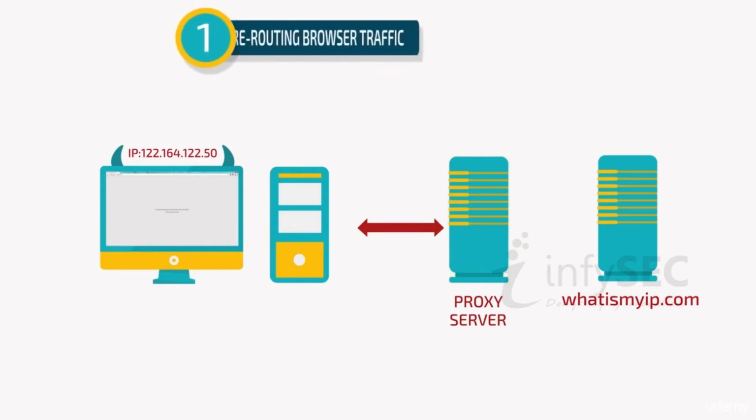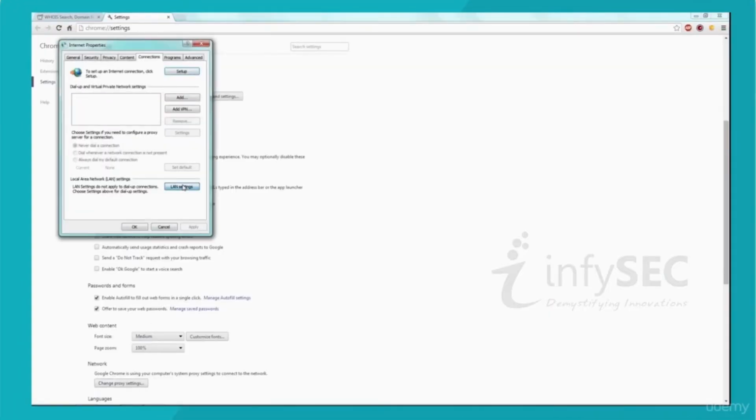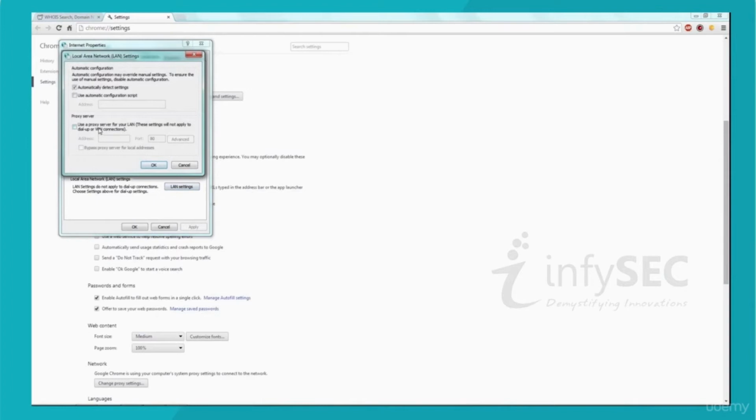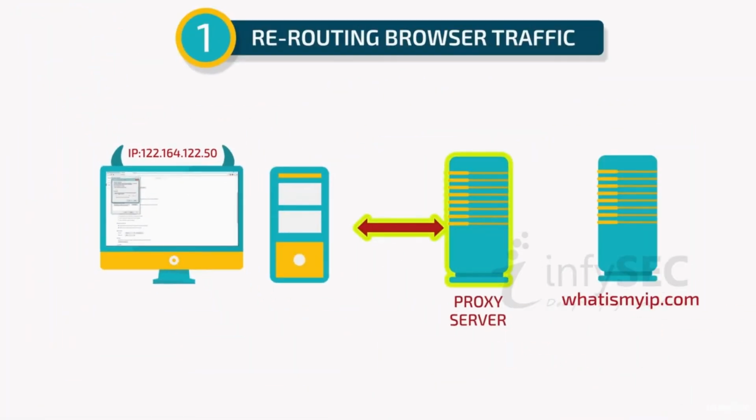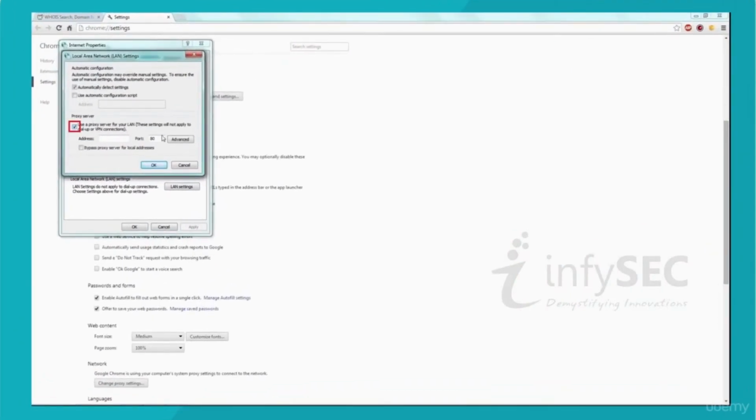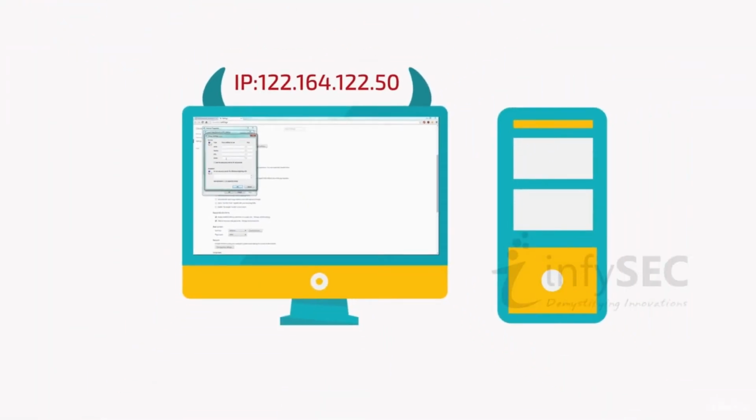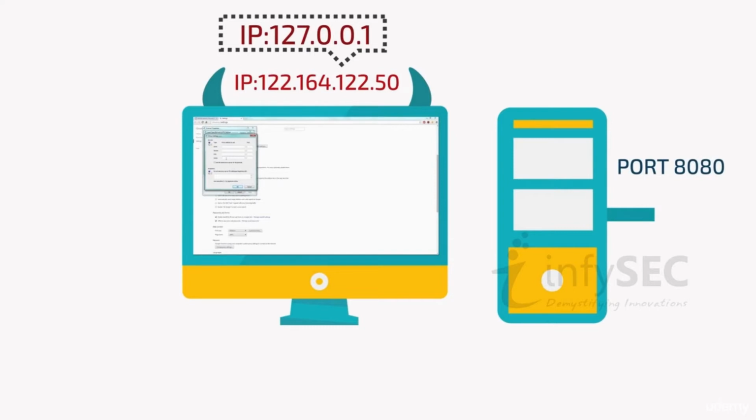Step 1. Rerouting browser traffic. The normal browser traffic routed via the gateway should be rerouted via a proxy server. This can be done by configuring the browser by choosing the option Use Proxy Server for your LAN to use SOCKS proxy. The LAN is then configured to use loopback IP 127.0.0.1 via port 8080, an alternative port for port 80 as a source port.